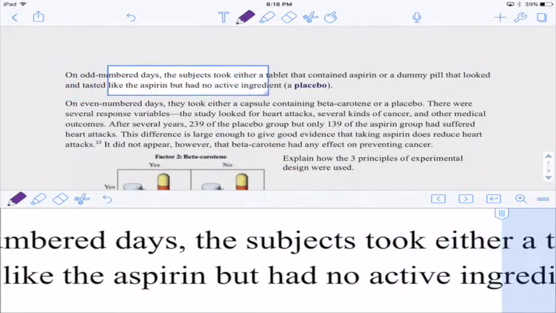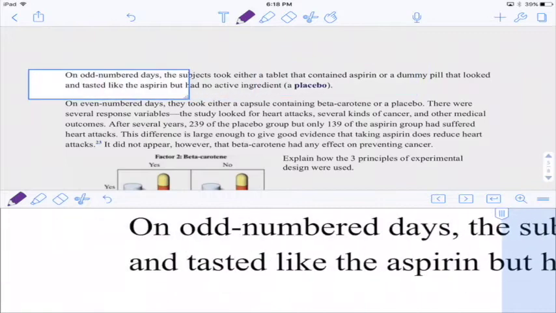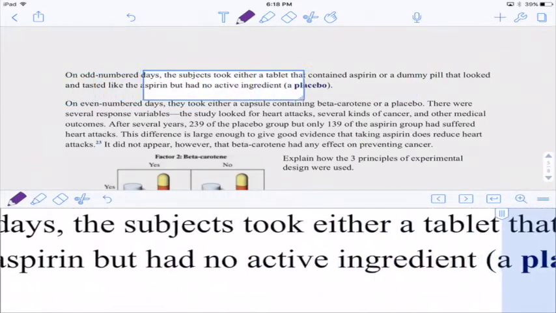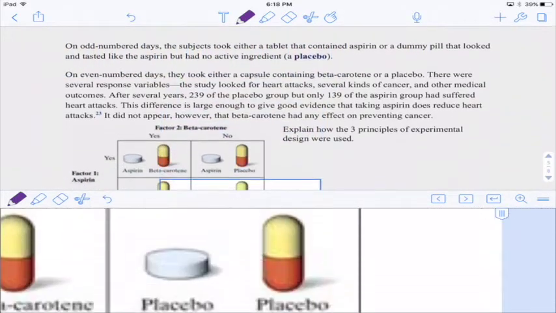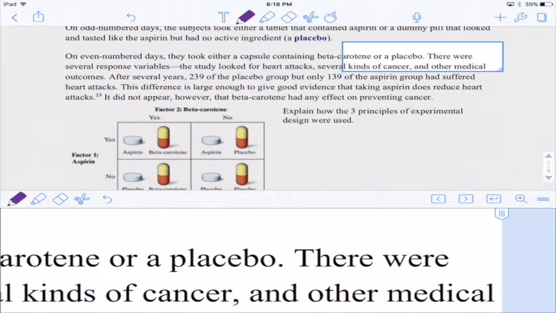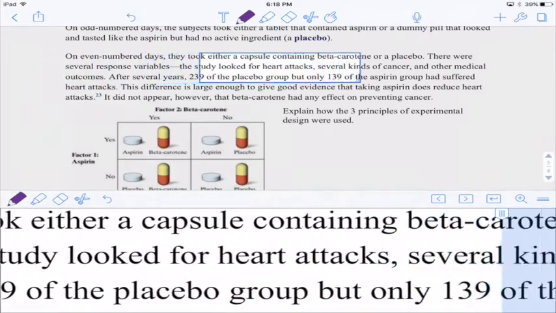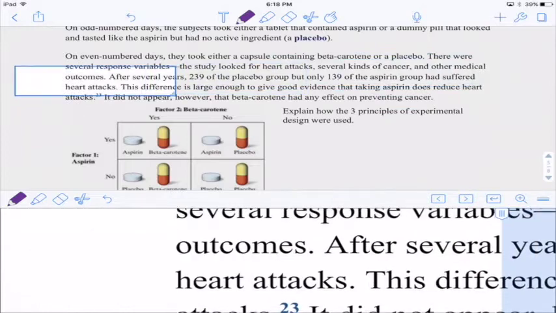On odd number days, the subjects took either a blue tablet that contained an aspirin or a dummy pill that looked like and tasted like aspirin, but had no active ingredients. On even number days, they either took a capsule containing beta-carotene or a placebo. There were several response variables. The subjects looked for heart attacks, several kinds of cancer, and other medical outcomes.